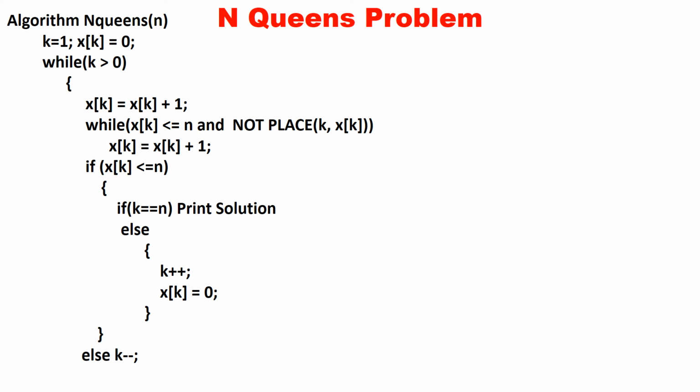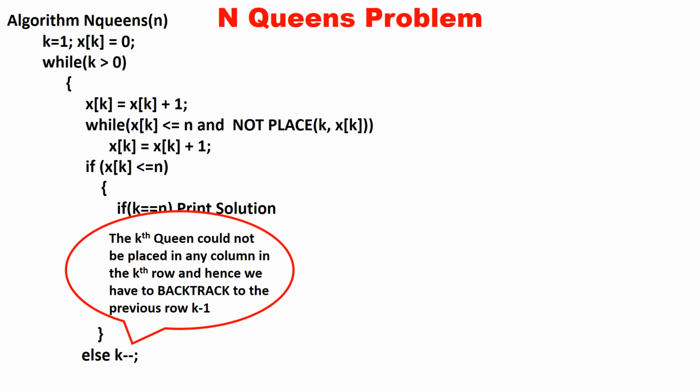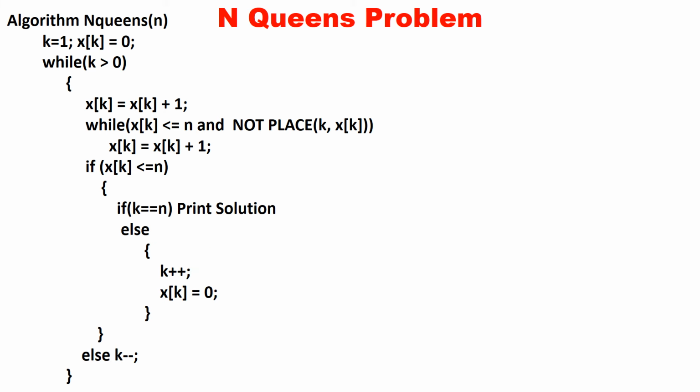Otherwise, if x of k is not less than or equal to n, you have not got a position in the kth row. Therefore, you have to backtrack to the k minus 1 row. Therefore, else k minus 1. If the kth queen could not be placed in any column in the kth row, we have to backtrack to the previous row, k minus 1. That's all the algorithm.